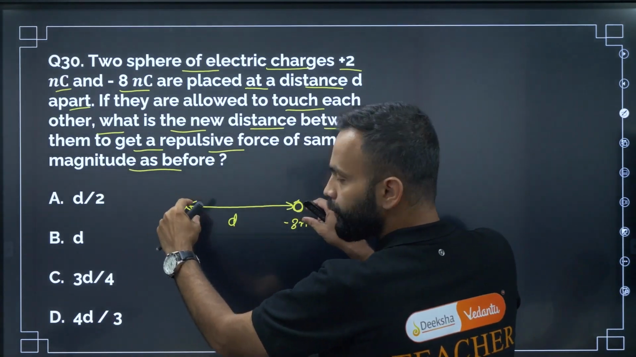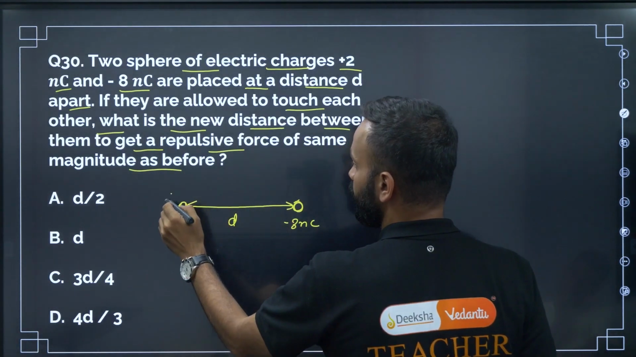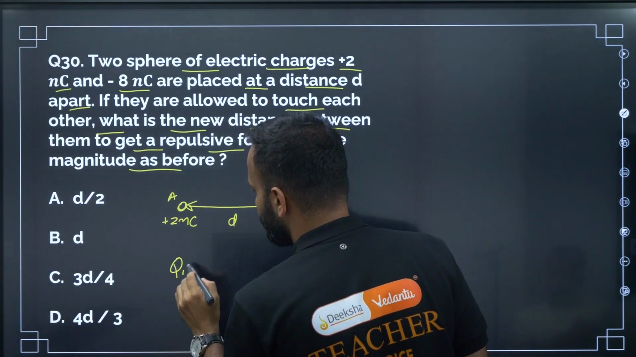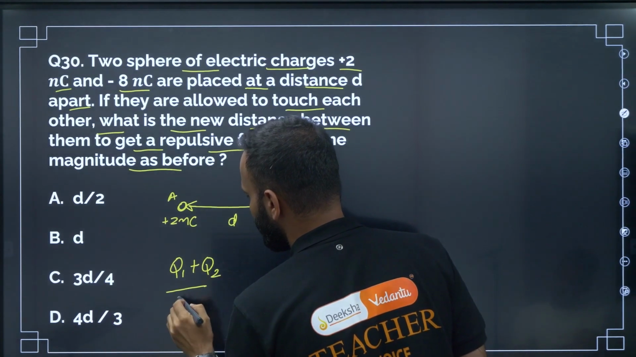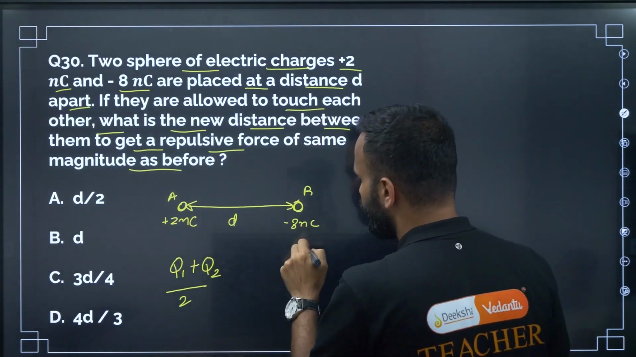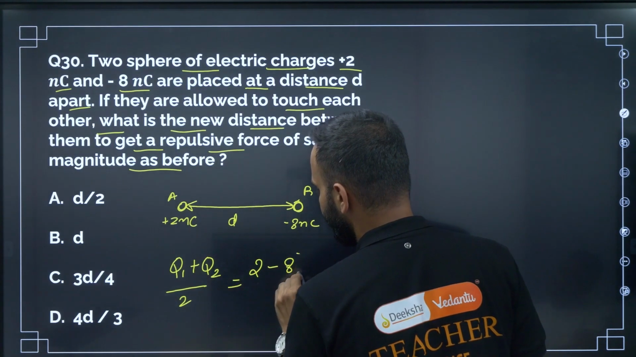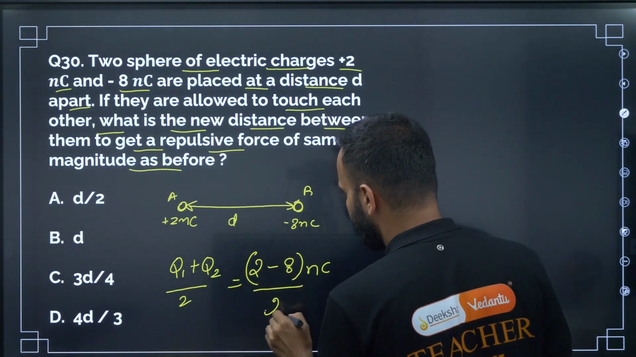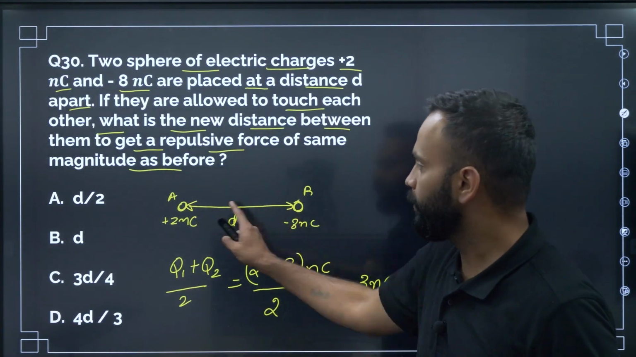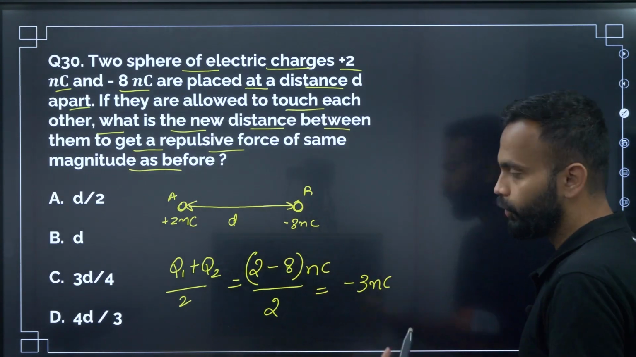Okay, so now these two spheres are brought in contact, right? So now the charge on sphere A and sphere B will be Q1 plus Q2 by 2, isn't it? So Q1 is 2 nanocoulomb, Q2 is minus 8 nanocoulomb. So 2 minus 8 nanocoulomb divided by 2, which is equal to minus 3 nanocoulomb. So the charge on each sphere will be minus 3 nanocoulomb after they are brought in contact with each other, okay?